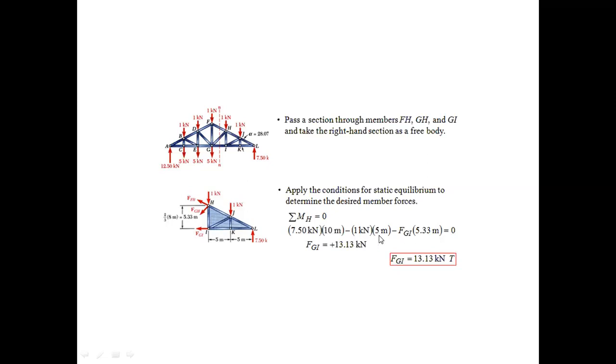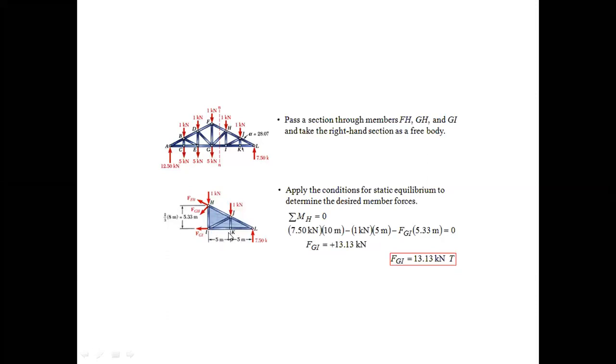So minus 1 into 5. Minus, now look at GI: force in GI into the distance from H to I, which is 5.33 meter, is equal to 0. So by solving this, force in GI is equal to 13.13 kilonewton.